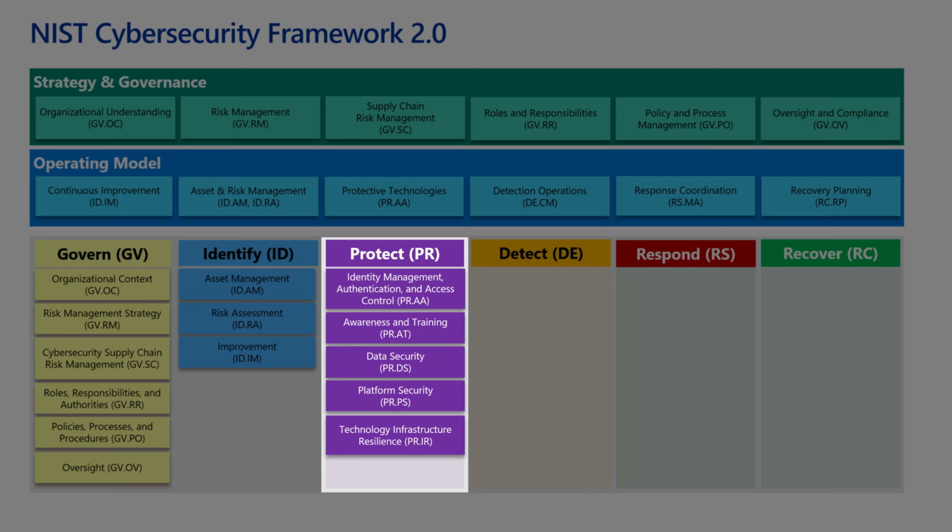In the Data Security, or PR.DS element, we implement measures to protect data at rest, in transit, and in use. This includes encryption, data loss prevention, or DLP, and access control policies to ensure that sensitive information remains confidential, unaltered, and accessible only to authorized users.